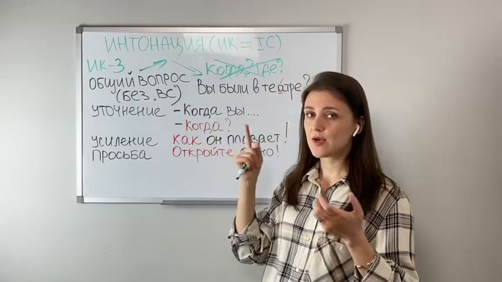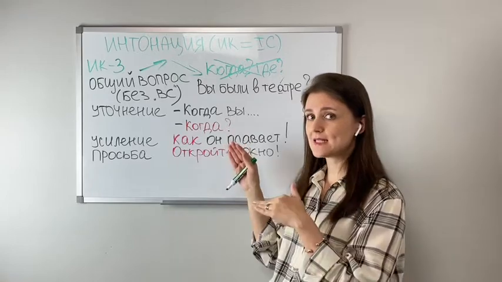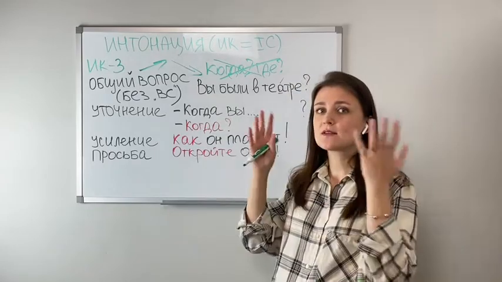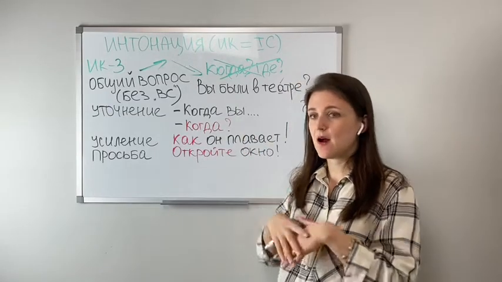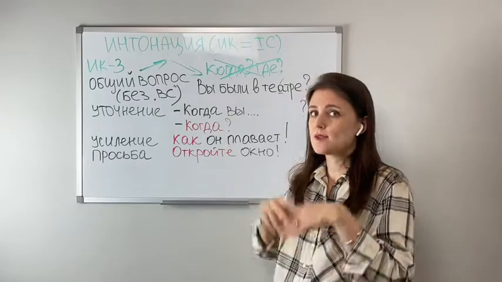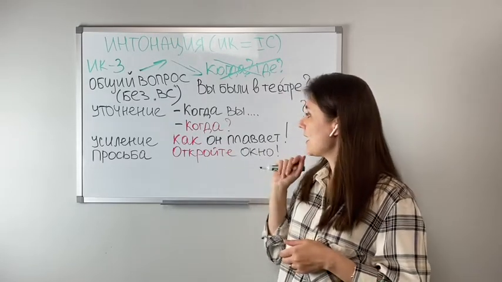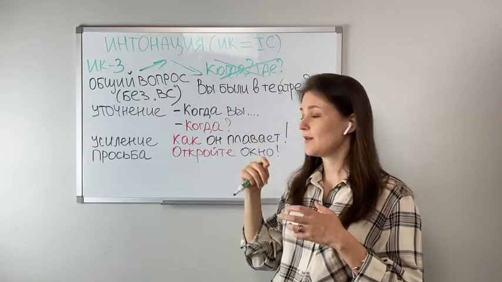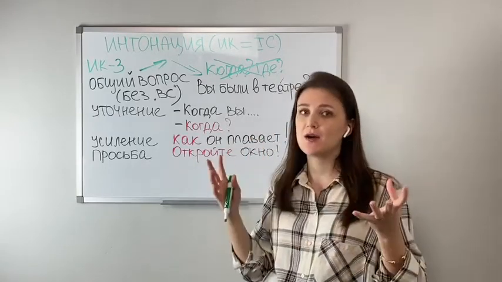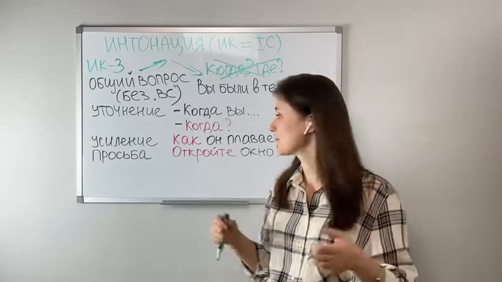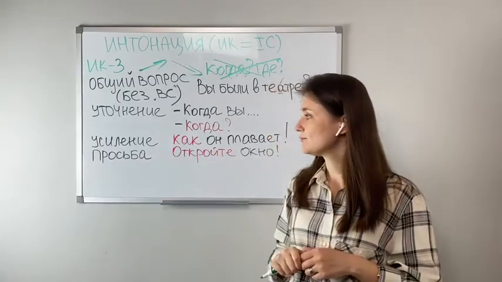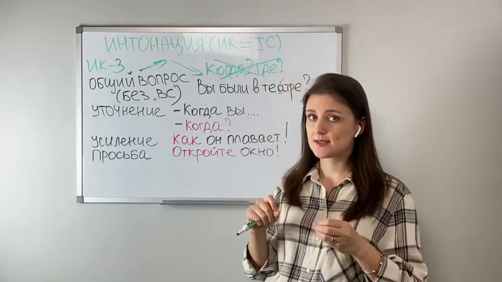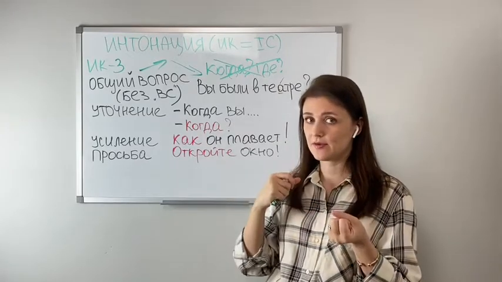We stress the question word как, but in this sentence it's not a question word. Как он плавает? What a good swimmer! How he swims! What a good swimmer! And we want to stress the first word because we admire his way of swimming. And the last one we use in exclamations, in requests, when we want to receive something from another person.